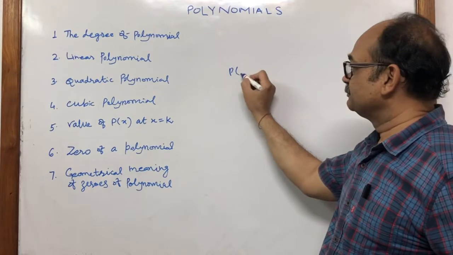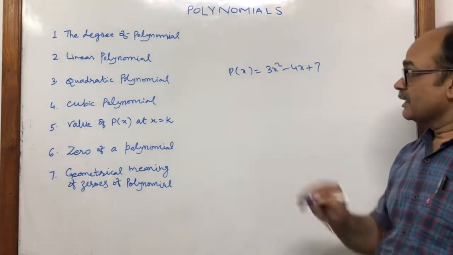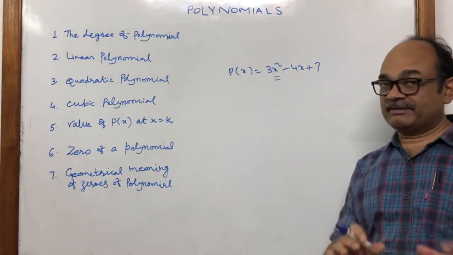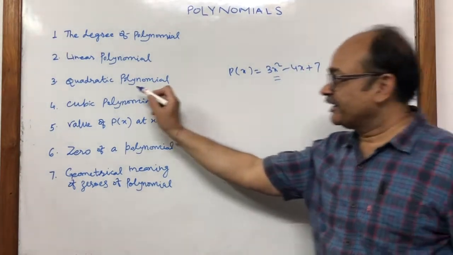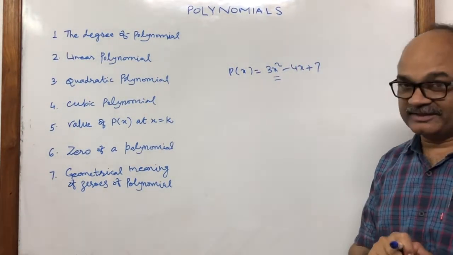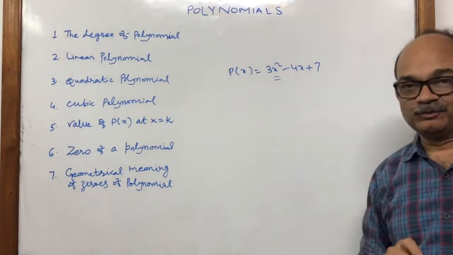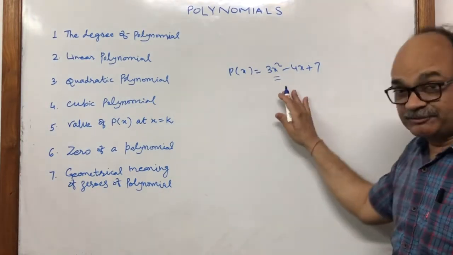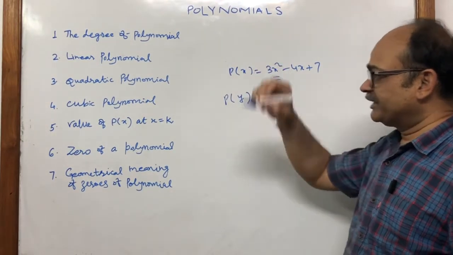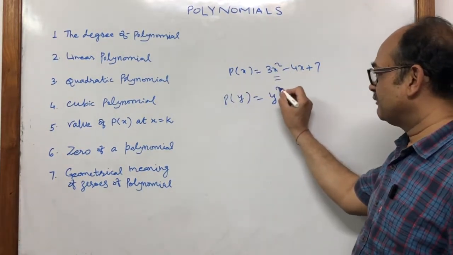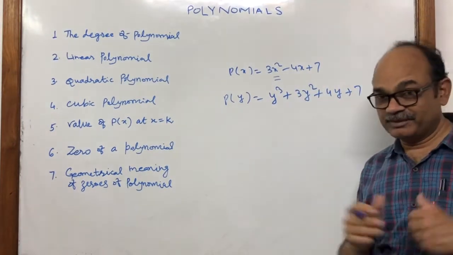Now what is linear, quadratic, cubic? Say p(x) equals 3x square minus 4x plus 7. Highest degree is 2. Variable is x. When highest degree is 2, it is said to be a quadratic polynomial. Quadratic means square. So a quadratic degree 2 polynomial is in the arranged position. Yes, correct. p(y), suppose I want to write a cubic polynomial. What is a cubic polynomial? y cube plus 3y square plus 4y plus 7 is a cubic polynomial.